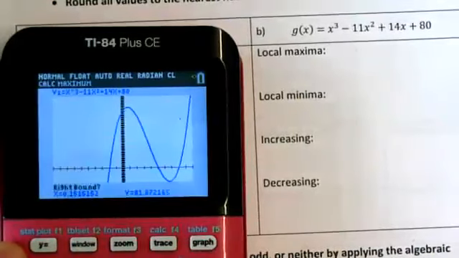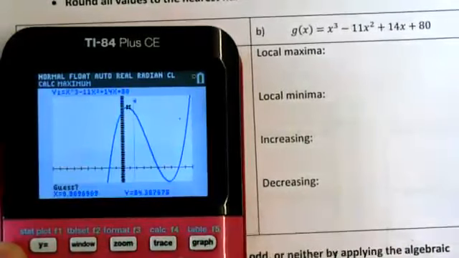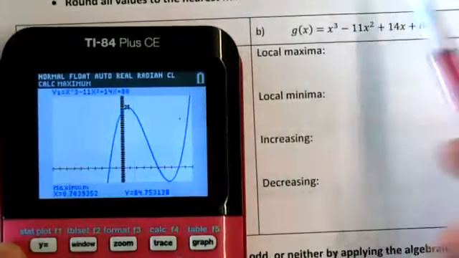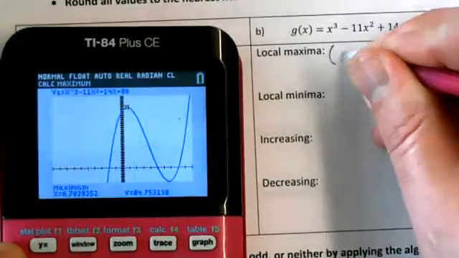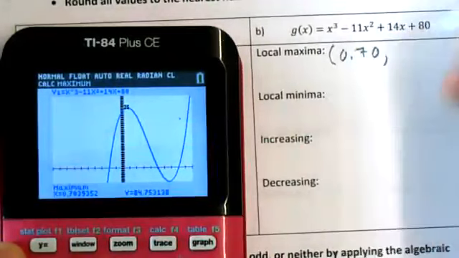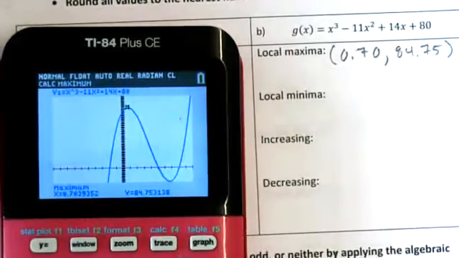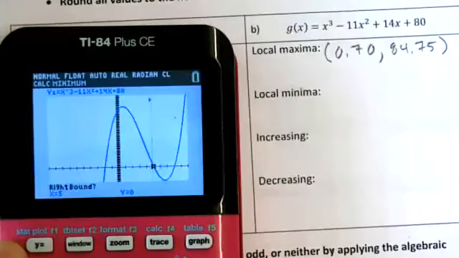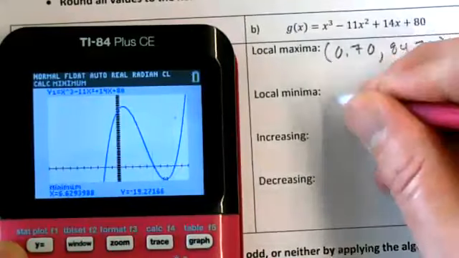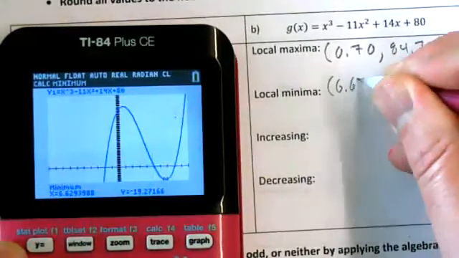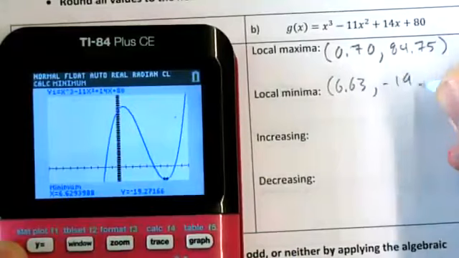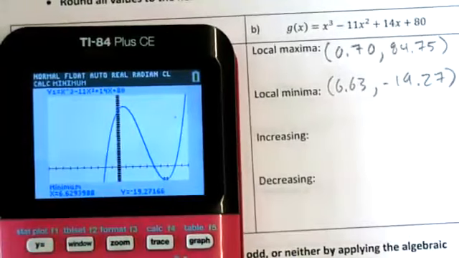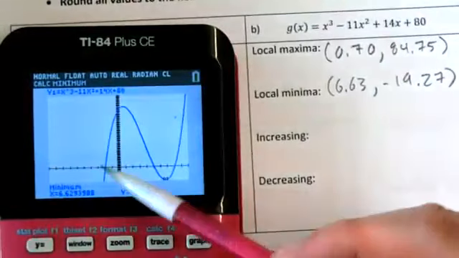Let's go max. A little to the left, a little to the right. Give us a good guess. We want 2 decimal places. So 0.70 comma 84.75. And for my min, little to the left, little to the right. We've got 6.63 comma -19.27. All right.